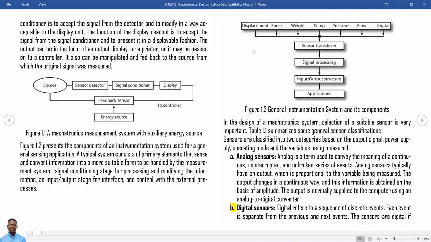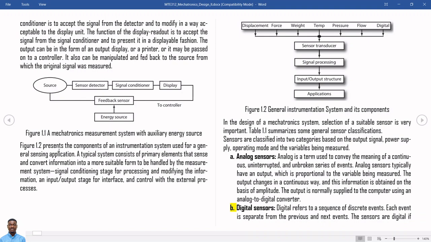Also here we have figure 1.2, which is showing us the general instrumentation system and its components. So this is an instrumentation system and the components. We have different physical parameters: displacement, force, weight, temperature, pressure, flow, and digital. All of this can be sensed by a sensor transducer, and the signals can be processed, and you have an input and output structure to whatever application you want to apply it to.